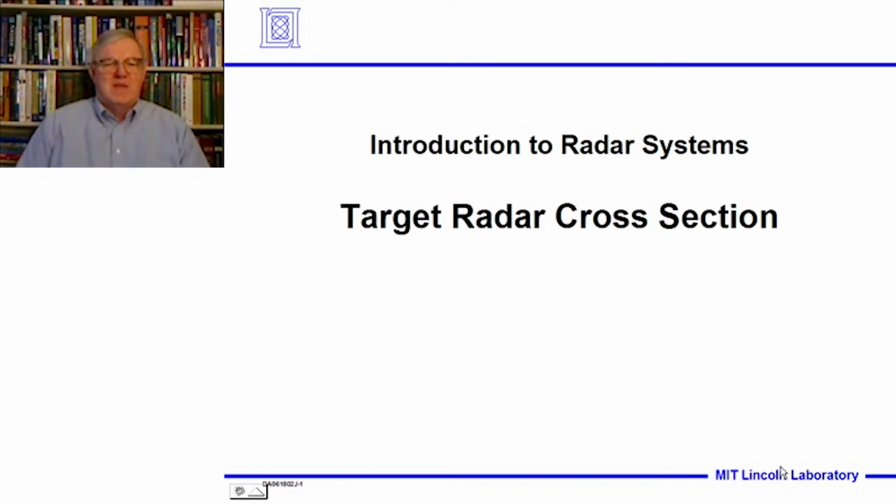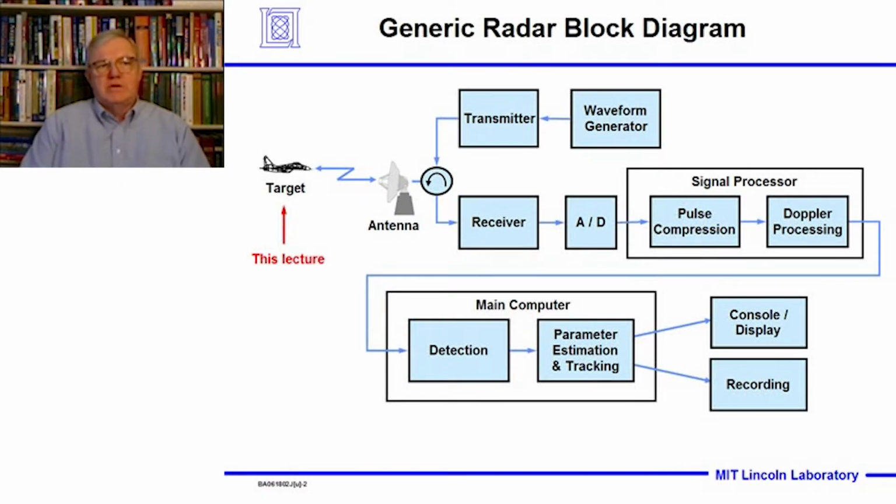Hello again. This is lecture 4 in the Introduction to Radar Systems course, and it's entitled Target Radar Cross-Section. Here we have our generic radar block diagram for the 4th time, and you can see that this lecture is going to focus on the characteristics of the targets that we're going to be detecting and how they'll affect the process of detection and tracking, all the different aspects of the radar design.